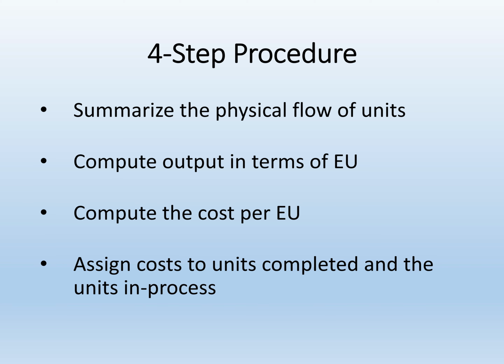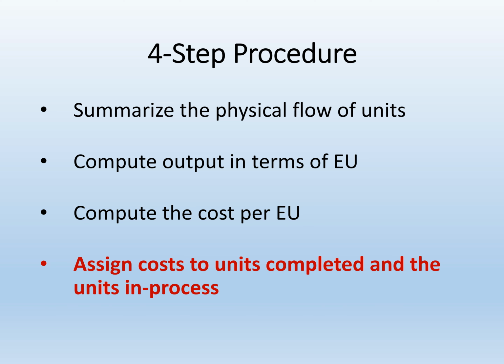We're going to use a 4-step procedure to answer the question, what is the cost of the units that got finished and the cost of the units that didn't get finished in a particular department during the period. The first step will be to summarize the physical flow of the units. Then we'll compute the output in terms of equivalent units. After that, we can compute the cost per equivalent unit and use that information to assign the costs to the units that got done and the units that didn't get done. Let's see how this works.